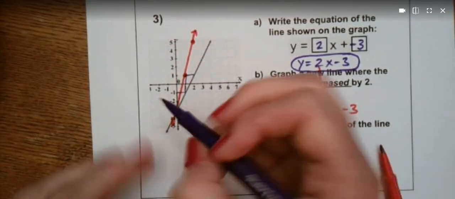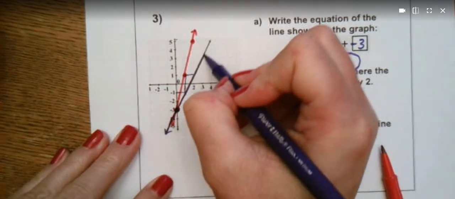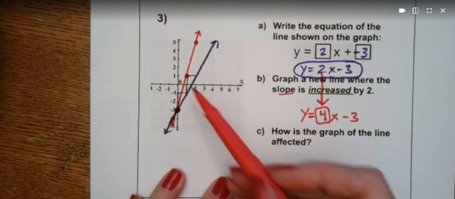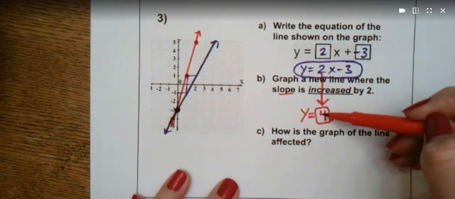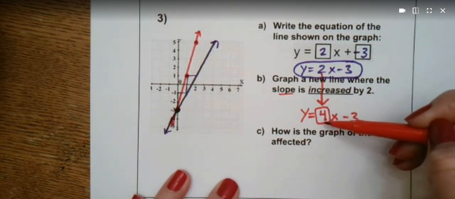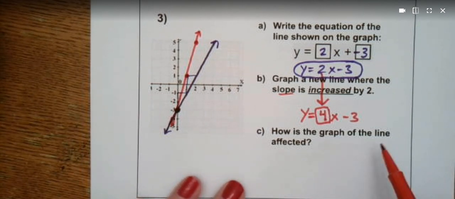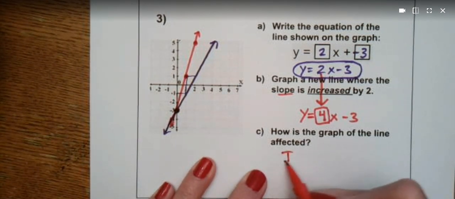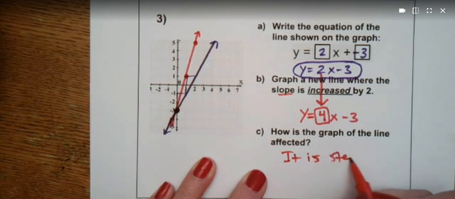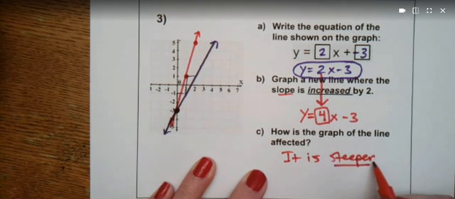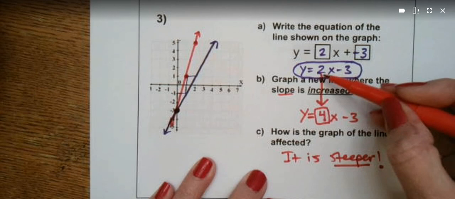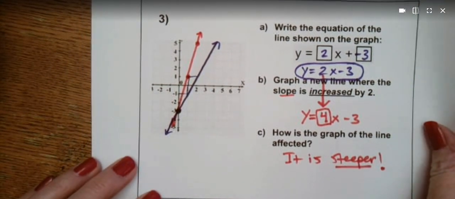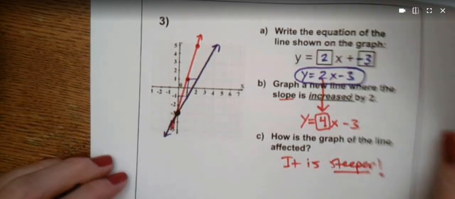Now remember my original line here, I should have made that a little bit darker. That one had a slope of 2. The new red line has a slope of 4. Well, I increased the slope. Remember, the bigger the number, the steeper the slope. So how is the graph of the line affected? The line is steeper. Absolutely. Steeper because I made the slope a bigger number. Bigger the number, the steeper the slope. And we can see that in the graph.